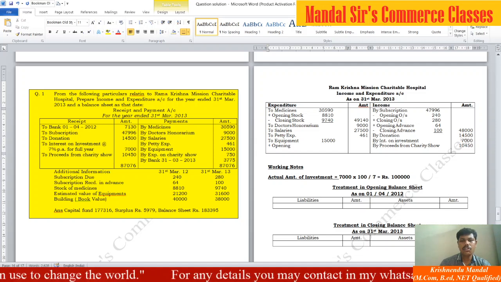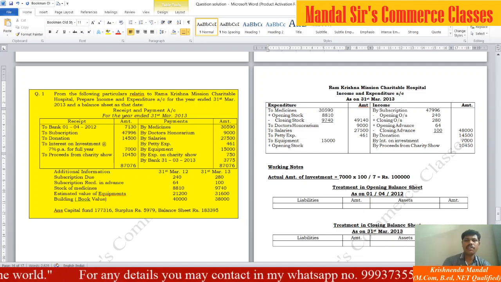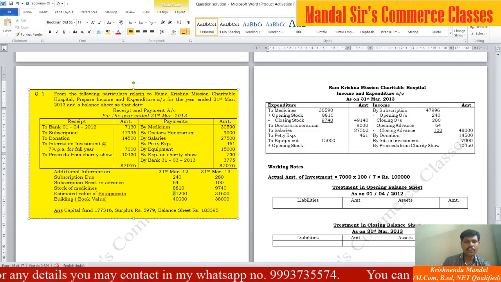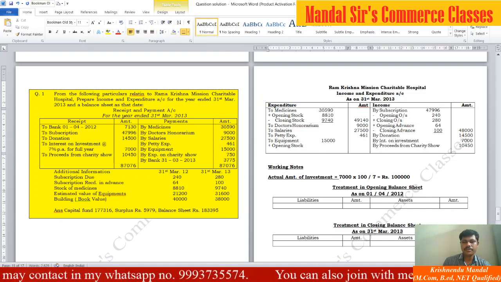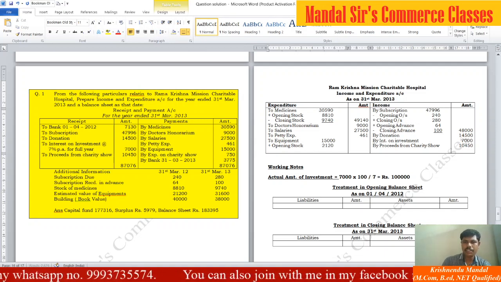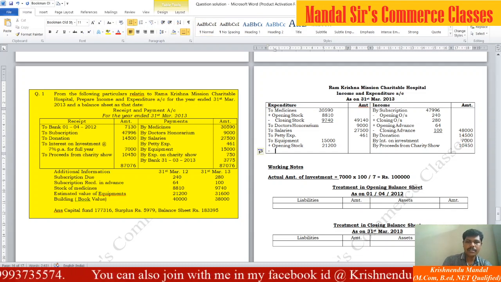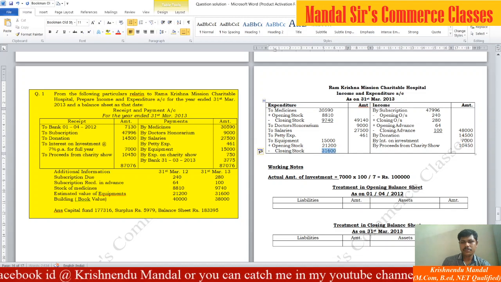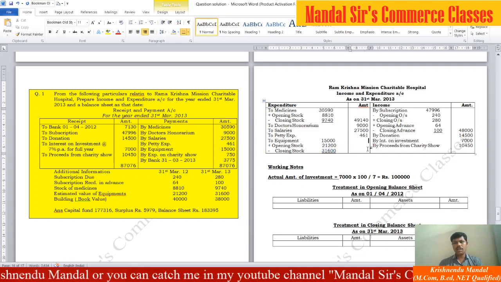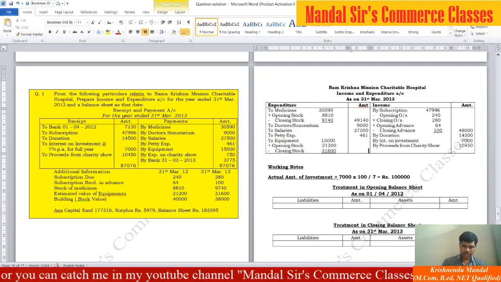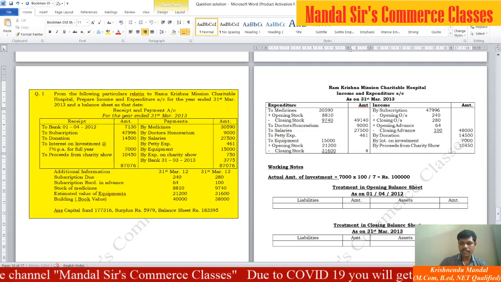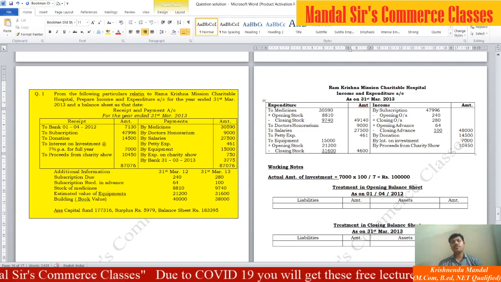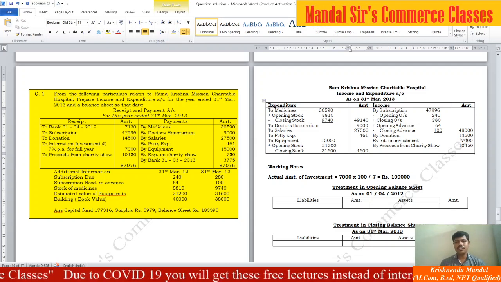Add the opening stock. The value of opening stock is given in the adjustment, and the opening stock value is 21,200. So write over here 21,200. Next, deduct the closing stock. What is the amount of closing stock? 31,600. Now calculate the total amount to be shown outside of this column. 15,000 plus 21,200 minus 31,600. So the amount we get is 4,600. That means equipment of rupees 4,600 was used during the whole year.